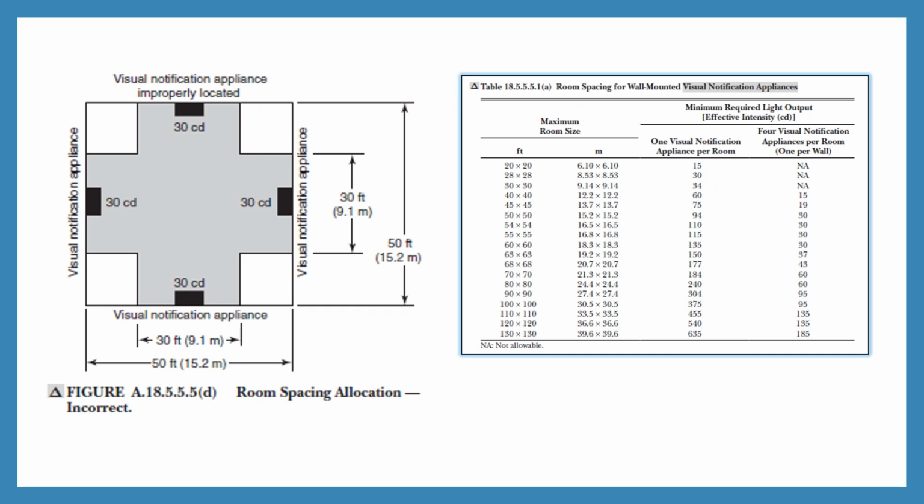So let us consider one more example. If we look at this particular room, the room dimension is 15.2 meter multiplied by 15.2 meter. So based on this room dimension, you can consider one number 94 CD visual notification appliance, or 30 CD 4 number, one on each wall. So I can consider 30 CD 4 numbers on each wall.